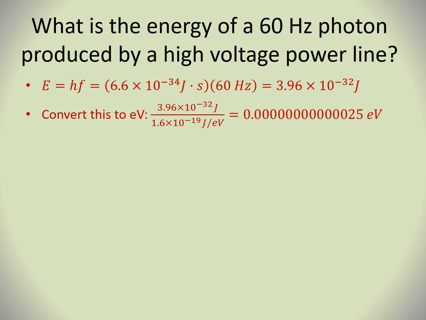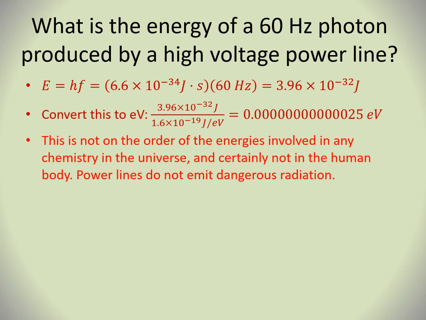This is not anywhere near the order of the energies involved in any chemistry in the universe. Certainly not in the human body. Power lines do not emit dangerous radiation. The photons that come out of power lines are so wimpy, they can't do anything at all to your body. Many studies have been made, and it always comes out the same. Power lines don't cause anything to happen to the human body.